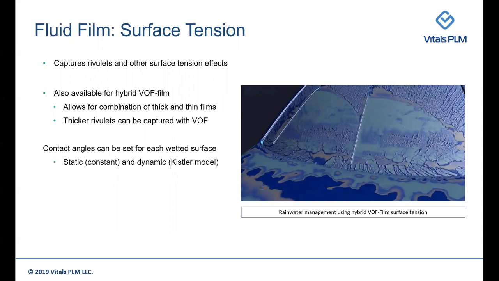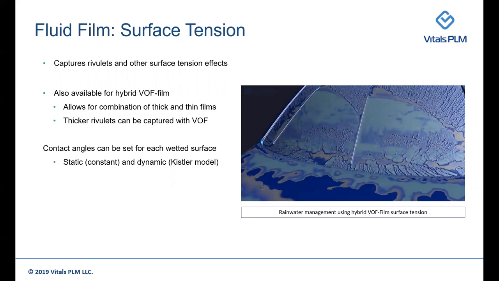When the wiper wipes out the rainwater, beyond some volume fraction of the water, it can be modeled as a volume of fluid approach, and below that threshold, it can be modeled as a thin film. So that's the advantage of using the hybrid VOF and film for this particular rainwater management application for vehicle, including the surface tension effects.